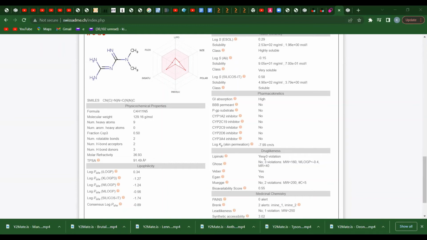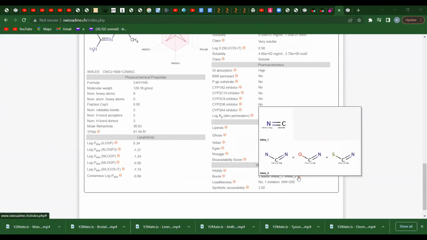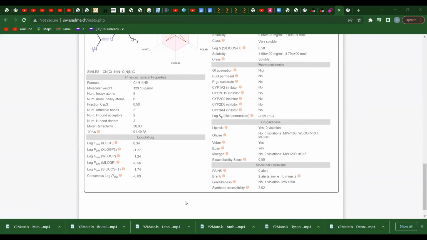Now, can you see? It also passed the Lipinski rule, no adverse effects. Do you see that? But this tool is saying that the imine structure of it can make it toxic. Can you see? So all this information gives you a lot of info. It gives you an idea of the nature, the physicochemical properties and pharmacokinetic properties of your drug. Are you getting me now?